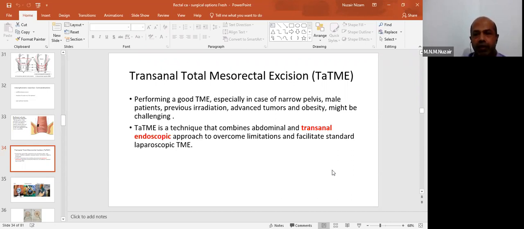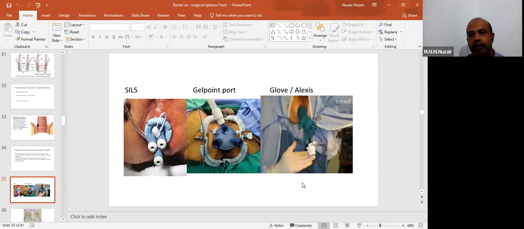So for this, there's a new technique called transanal total mesorectal excision, where we resect along the mesorectum, either laparoscopically as much as we can, and then we make an incision through the anus and enter the intersphincteric space, and then dissect along the mesorectum and then go and meet the plane we have resected by the laparoscopy.